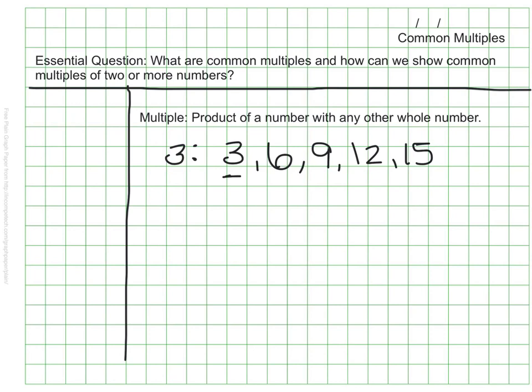Today we're going to look at specifically common multiples. You might have a guess of what common multiples means already. Common multiples are multiples that 2 or more numbers share.